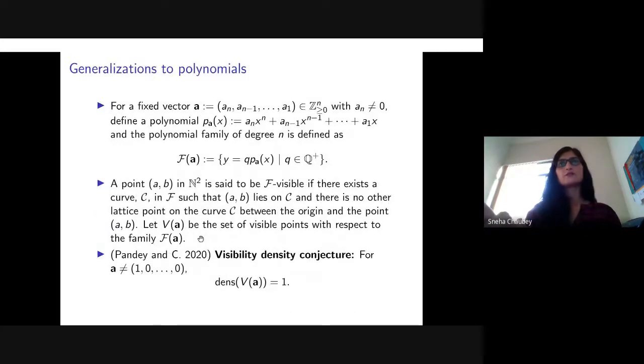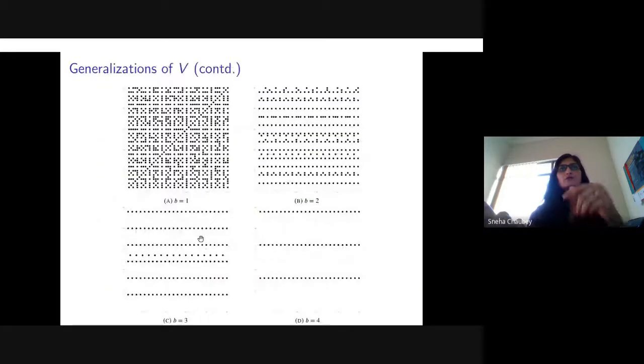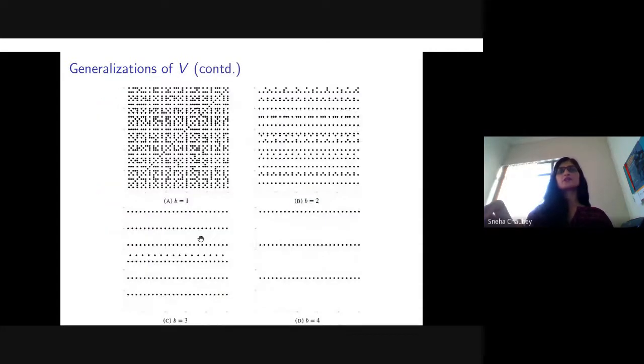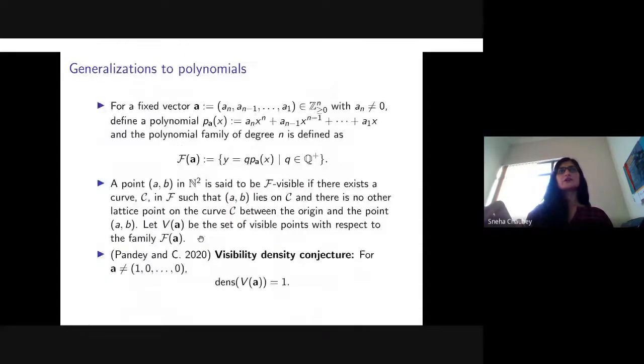Okay, so again, there is nothing special about looking at this set of families, y equals qx to the power b, and in fact, one can generalize this, and one can define a notion of visibility for polynomials. So, quick definition. For a fixed vector a, such that a_n is non-zero, we define a polynomial P_a(x) of degree n, and for that polynomial we define a family. In the previous case the polynomial was just y equals q times x to the power b, but now we are taking a general polynomial.